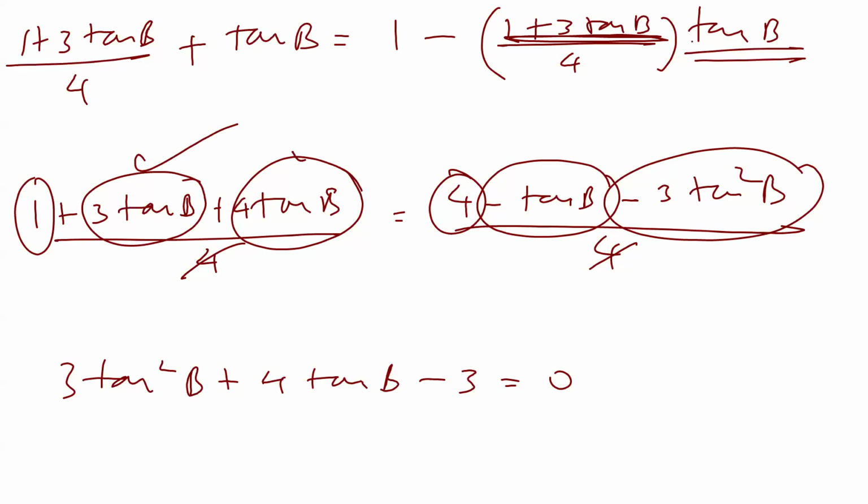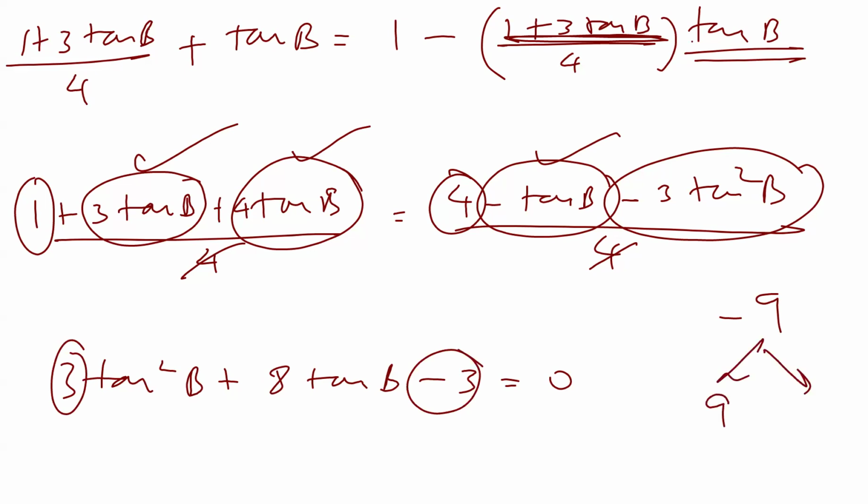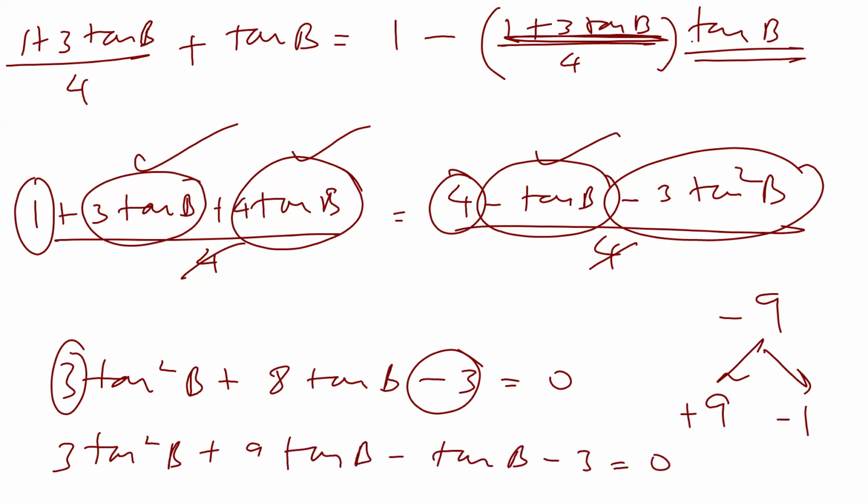Okay, so 3 tan B plus 4 tan B, 7 tan B plus tan B, which is equal to 8 tan B. Okay, and 1 minus 4 is minus 3. So minus 9 we required. 3 into minus 3 is minus 9. So 9 into 1 plus 1 plus 9 minus 1. So 3 tan square B plus 9 tan B minus tan B minus 3 equal to 0.